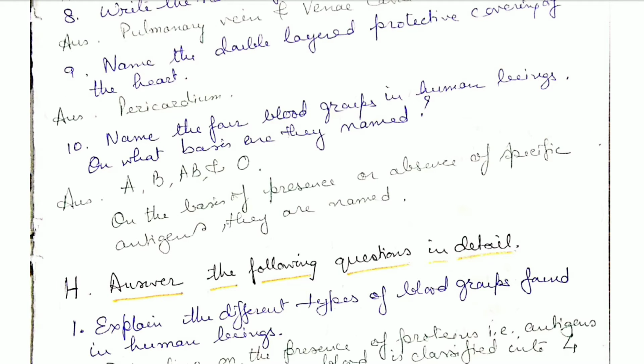Name the 4 blood groups in human beings. On what basis are they named? The 4 blood groups are A, B, AB and O, and on the basis of the presence or absence of specific antigen on the RBC, they are named as these groups.